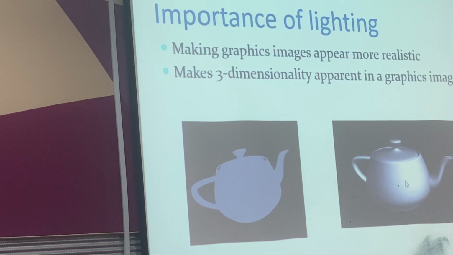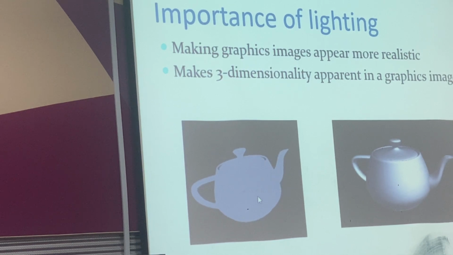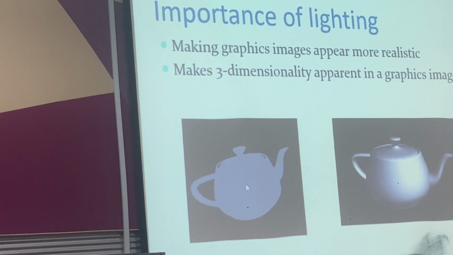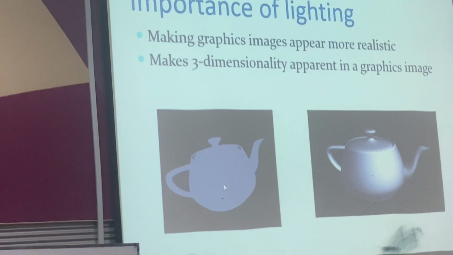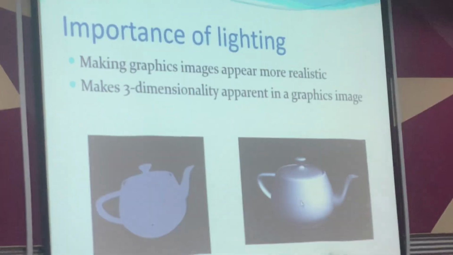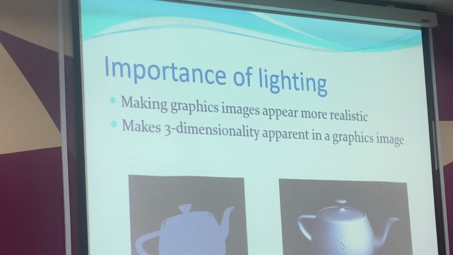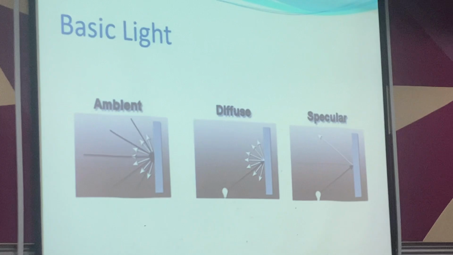So you put in lighting, and you can see a much bigger improvement in the graphics. You can make a 3-dimensional appearance. After putting in lighting, it already looks 3D. With no lighting, this is what we did last time: you draw a sphere, it looks like a circle. Draw a teapot, it also looks 2D. So you add lighting, and you get 3D and more realistic.